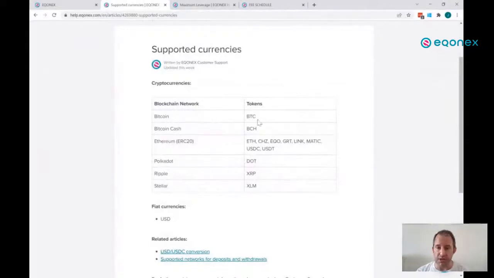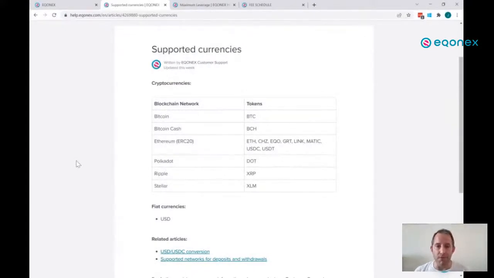So Bitcoin just gets sent on the Bitcoin chain, and the same for Bitcoin Cash. ETH, Chiliz, EQO, GRT, Link, Matic, USDC, and USDT all get sent via the Ethereum chain. So that's ERC20, and then ETH, which is just the native token of the Ethereum chain. Polkadot gets sent on the Polkadot chain, Ripple on the Ripple chain, and XLM on the Stellar chain.